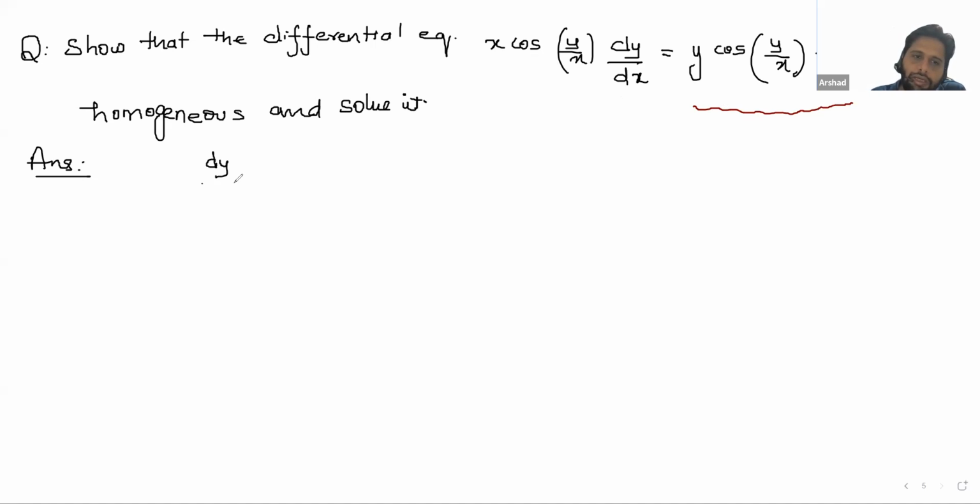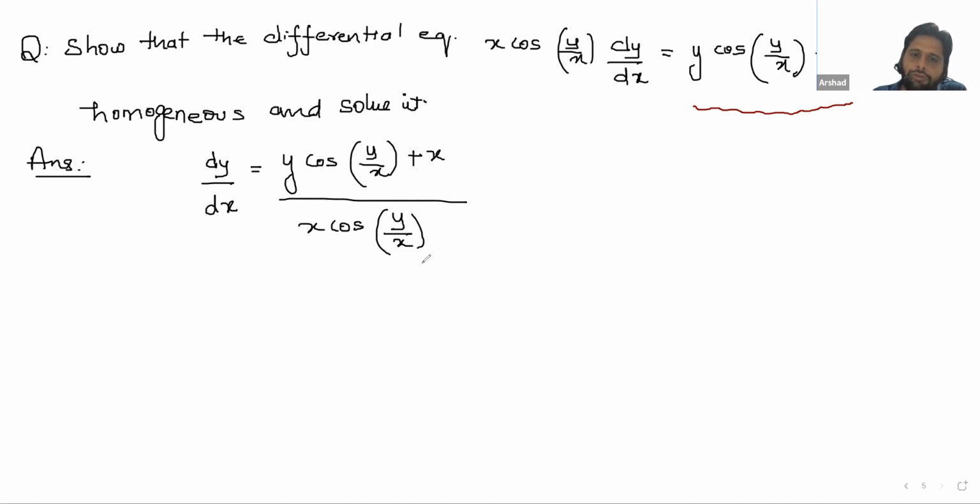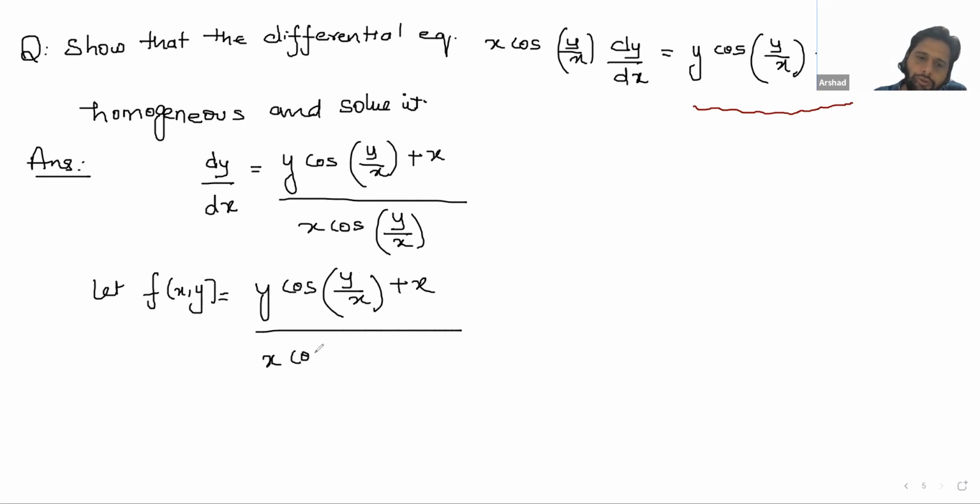So here what you will get, dy by dx is equal to y cos(y by x) plus x by x cos(y by x). Okay, so now we can check whether this function is homogeneous or not. On the left side, you should have dy by dx only. Now let f(x, y) be equal to y cos(y by x) plus x by x cos(y by x).